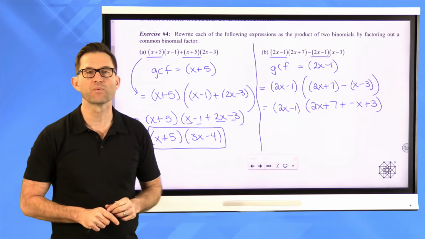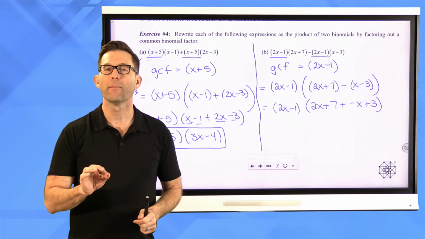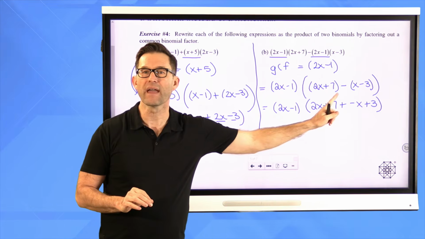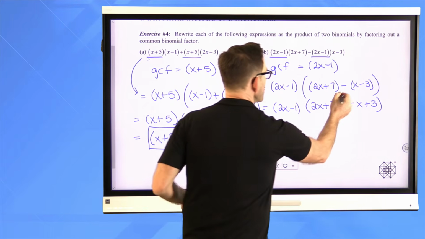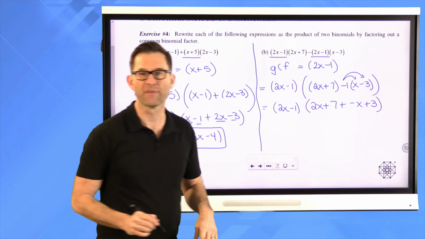A lot of teachers will say I'm either distributing the subtraction or I'm distributing multiplication by negative 1. So I could really think about this as a negative 1 that I'm multiplying through that parentheses by.